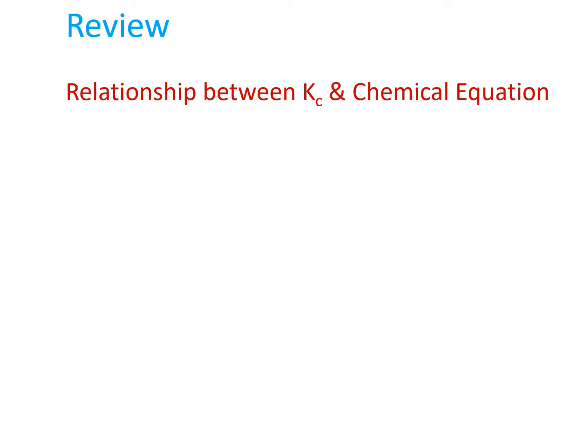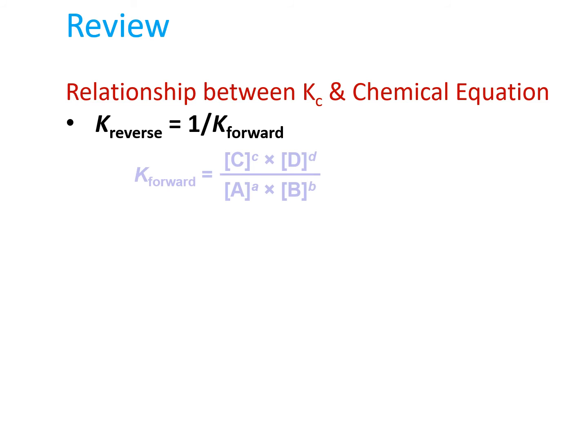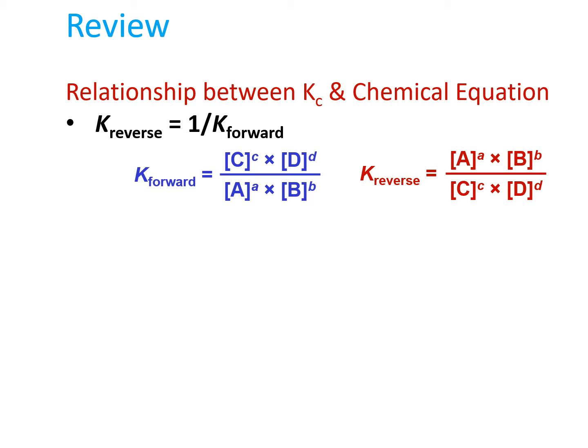And then we learned some rules about the governance of the relationship between our equilibrium constant and the chemical equation. One of those rules was this, that when your equilibrium constant goes in reverse, it's going to be equal to the inverse value of your equilibrium constant going forward. And we brought up a couple of equations that looked like this. So if our equilibrium constant goes forward, we're going to end up putting our products on top, our reactants on the bottom, and if we're running that equation in reverse, then our reactants go on top and our products go on the bottom.